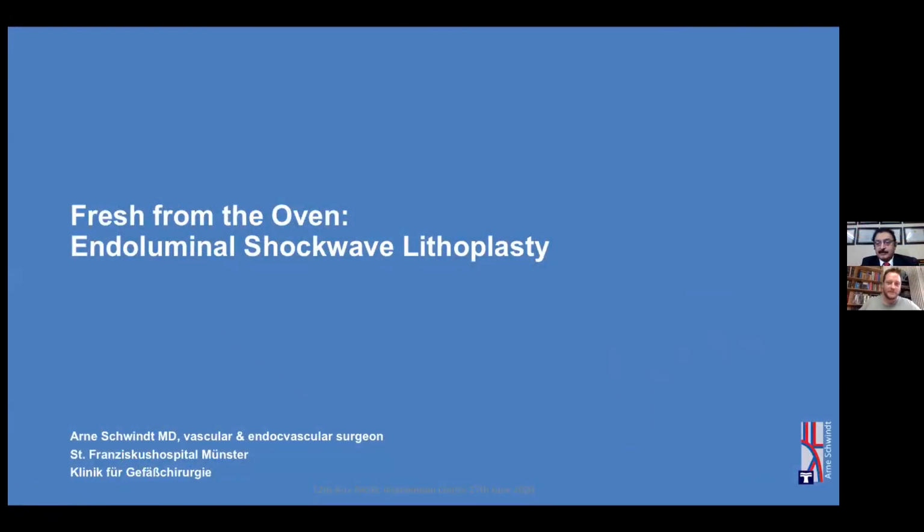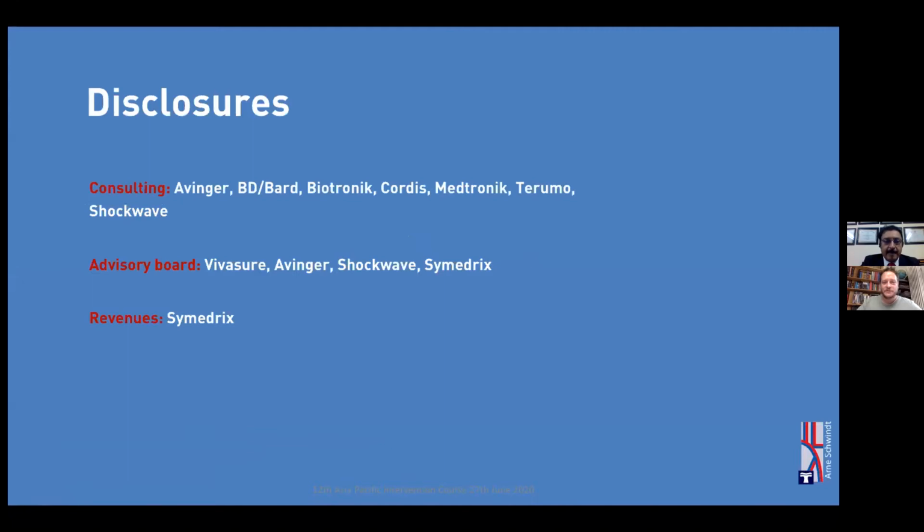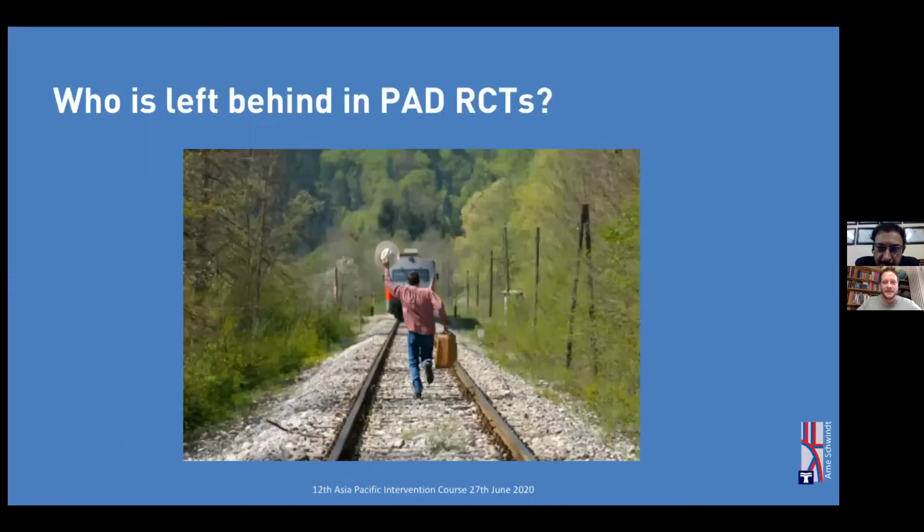Fresh from the oven, endoluminal shockwave lithoplasty is the topic. Let's get right into it. These are my disclosures. If you look at needs in the vascular bed, we have to look at randomized controlled trials and see the exclusion criteria.